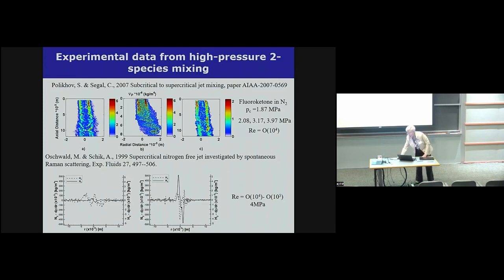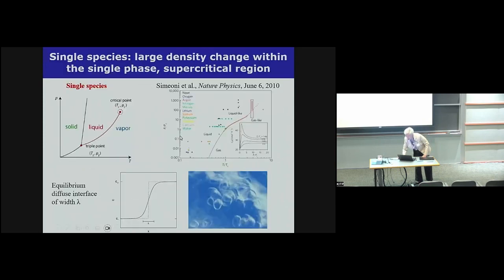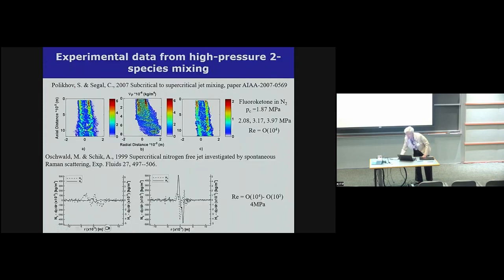So at the top, these are the experiments of Polikov and Siegel for a fluoroketone in N2. Fluoroketone has a critical pressure of 1.87 megapascals, and each one of these results are at 2.08, 317, and 397 megapascals at a Reynolds number of the order of 10 to the fourth. And these are experiments where they were visualized. You can see these regions.